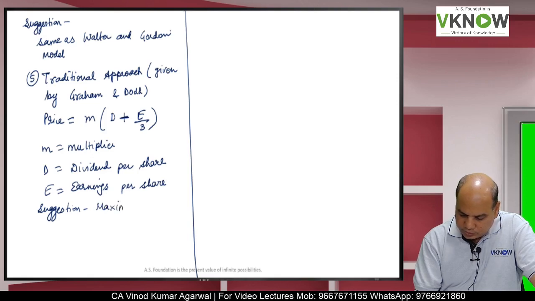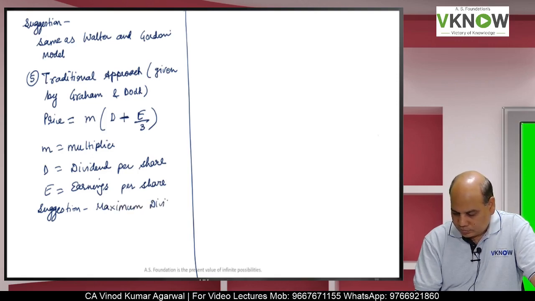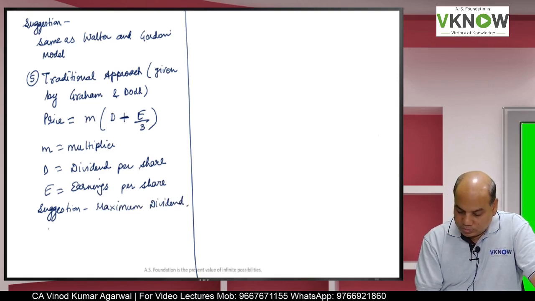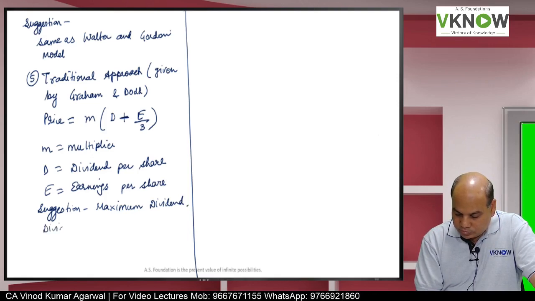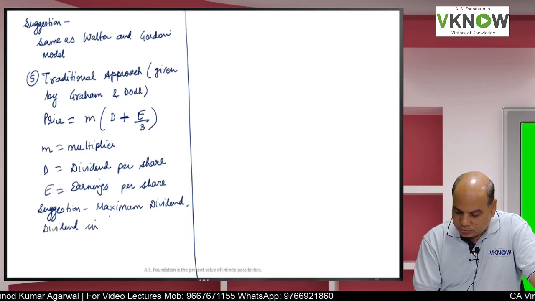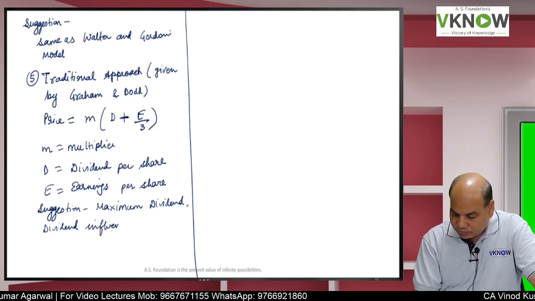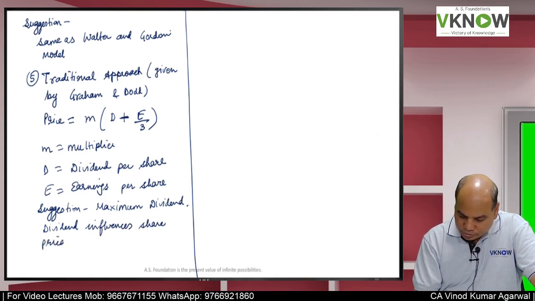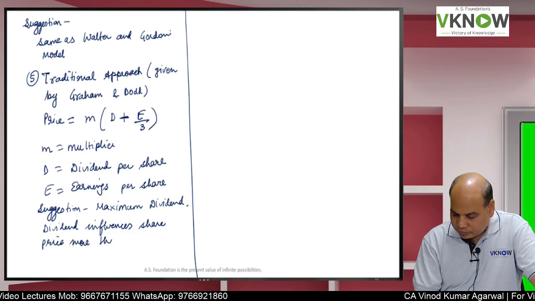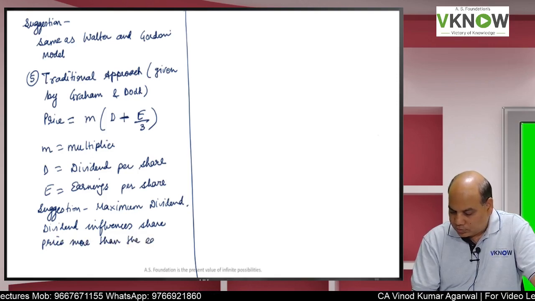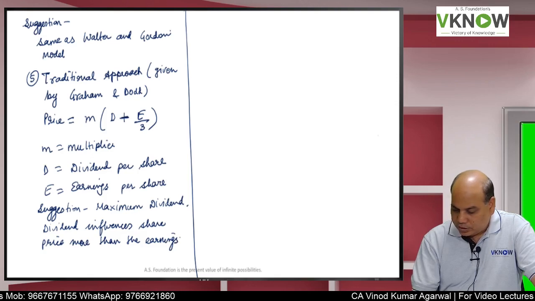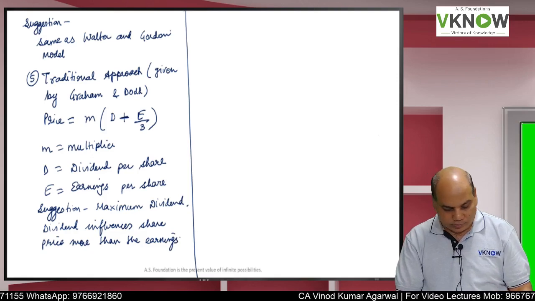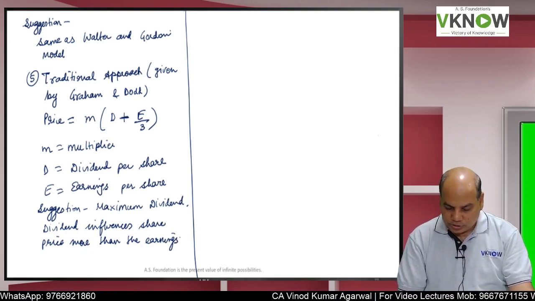Maximum dividend. So this says you give maximum dividend. Dividend influences share price more than the earnings, because you see in the formula, dividend is given a weightage of 1 and earning is given a weightage of 1 by 3. Is it right? That is called traditional approach.